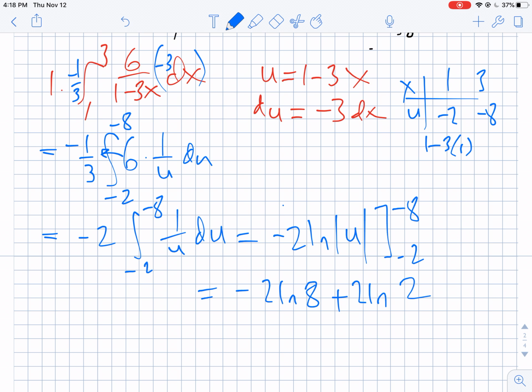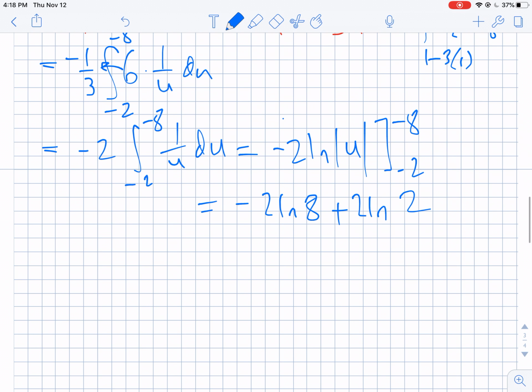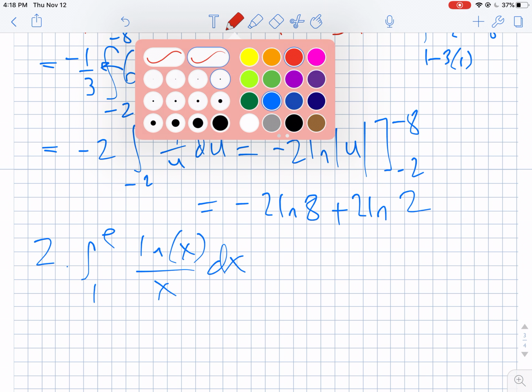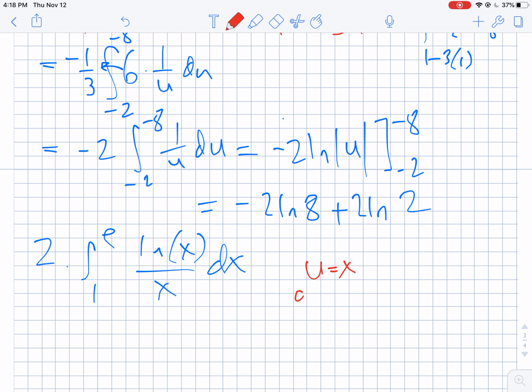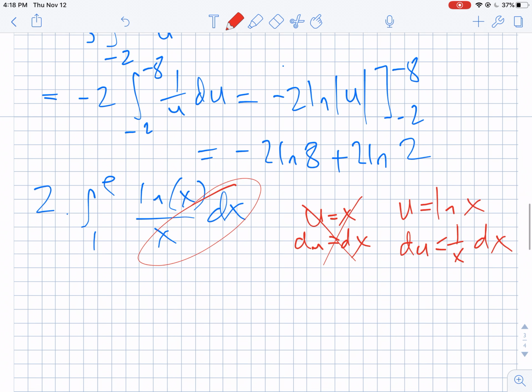Okay, so let's go from here. Number 2, I asked you to do the integral from 1 to e of ln of x over x. You might have had trouble choosing the u for this problem. You might try choosing u to be x, but then your du is dx, and your goose is kind of cooked. The actual u you want to choose is natural log of x, because the derivative of that is 1 over x, and conveniently we have a 1 over x dx in here.